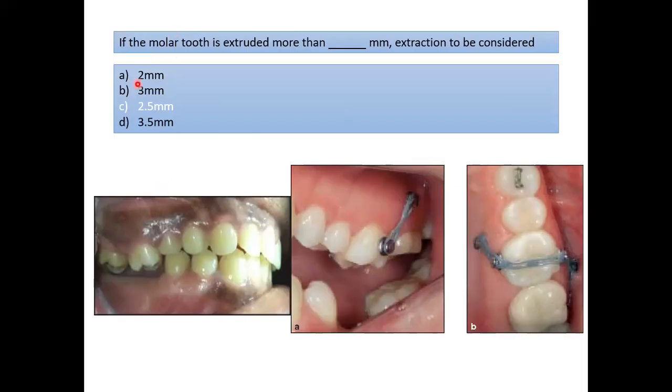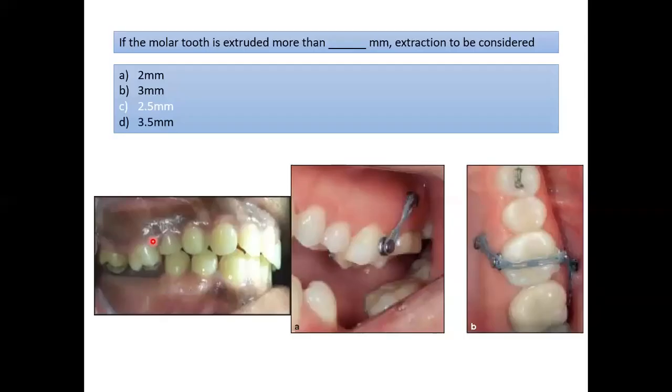If the tooth is supraerupted like 1 or 2 mm, it is fine. You can do certain things to manage it and give a prosthesis. But if it is extruded more than 2.5 to 3 mm, then it is ideal to extract and consider some other option. So what are the options that can be considered if it is extruded till 2 mm?